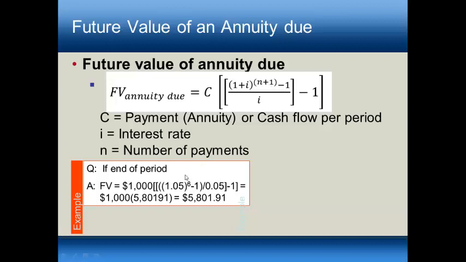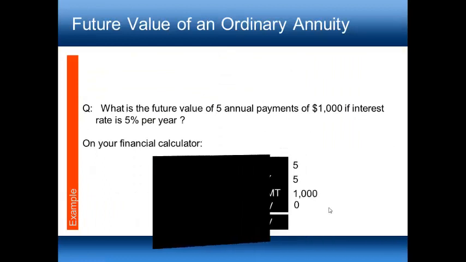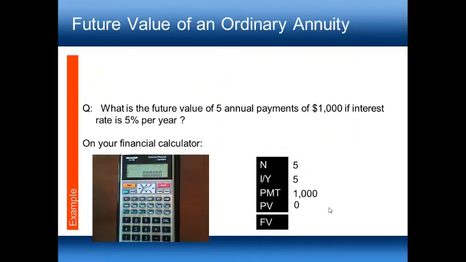All of that divided by I, interest rate 5%, to which we subtract 1, gives us $5,801.91. So using the calculator, again, let's clear our memory. Second CA, make sure you're not in beginning mode, toggle that back to end, and we'll enter the variables: 5%, 5 years, $1,000 in payment.